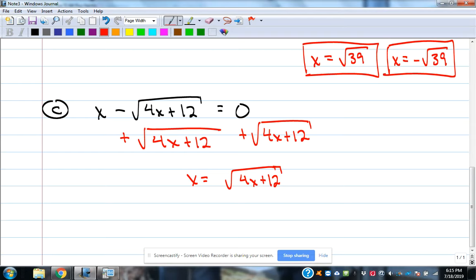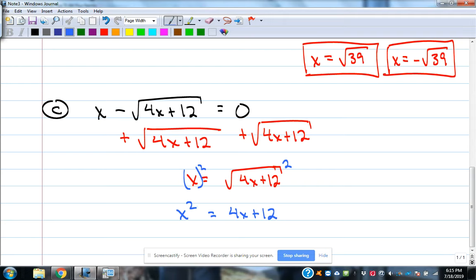And now we have that same old problem. We've got to get rid of the square root. So the way to do that is to square both sides. The same method. Nothing's changed. Square both sides. 4x plus 12 on the right side. X squared on the left side.